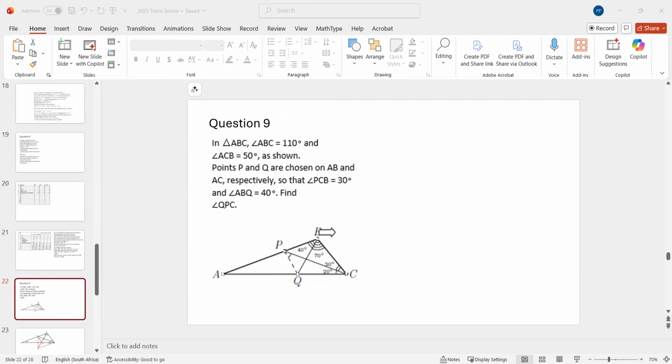Angle ACB is 50 degrees and ABQ is 40 degrees. Anyway, this picture tells you the whole story. You've got angle B and angle C. They are split. This is 40-70, and here you got 20-30. And you join this, and the question that is asked is, what is the angle QPC? So it's this one here.